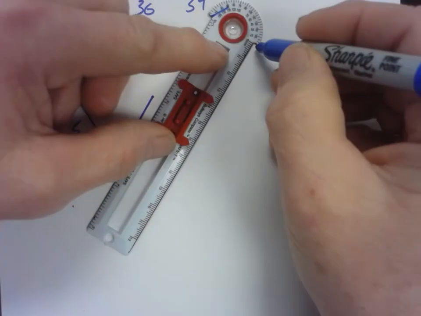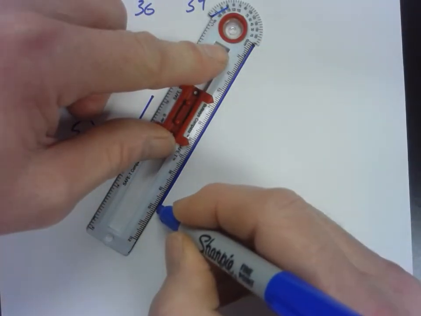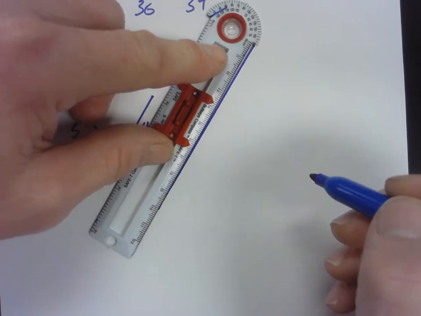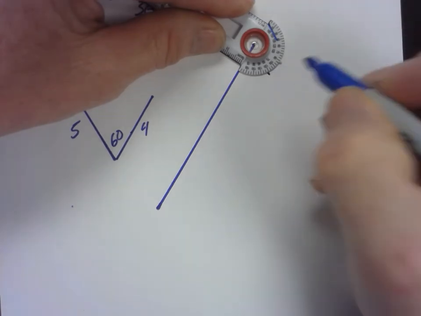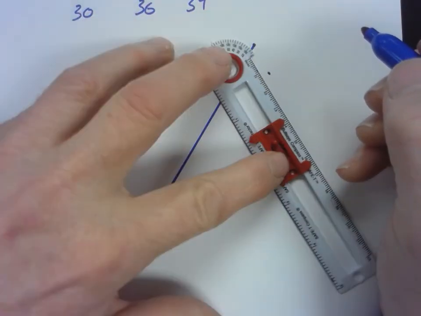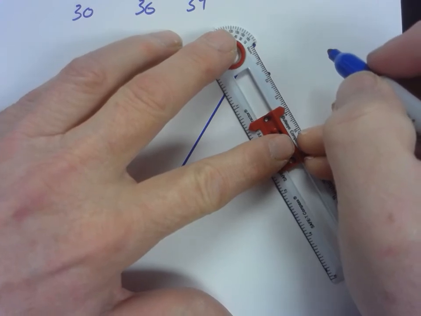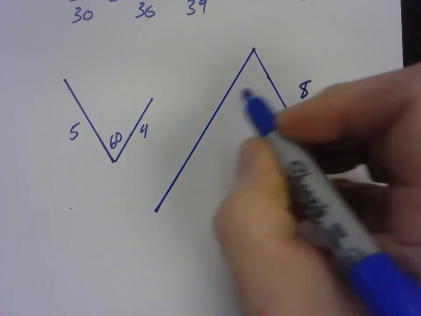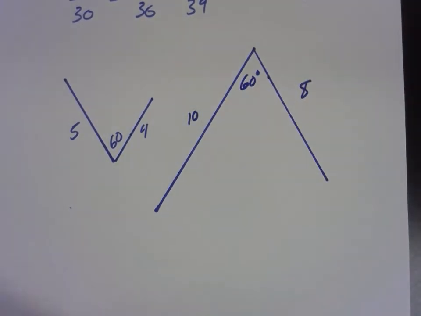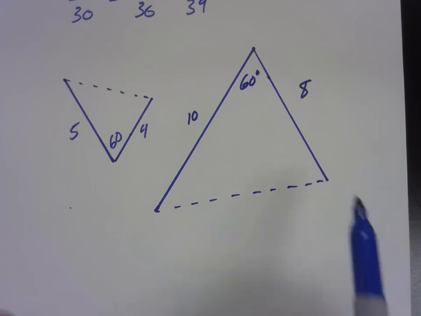And now let's go 10 centimeters. 60 degrees. And guess how many? There you go. 8 centimeters. So 8, 10, 60 degrees. When I make this connection, similar or no? Yeah. What are we going to call this one?